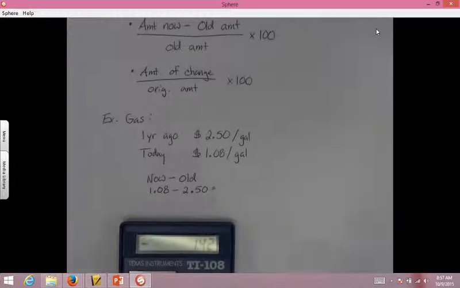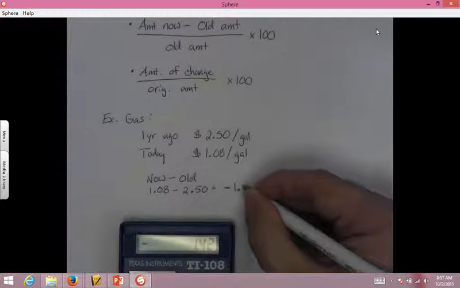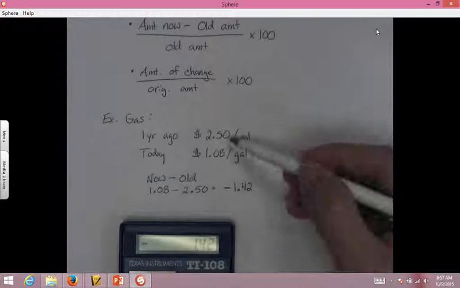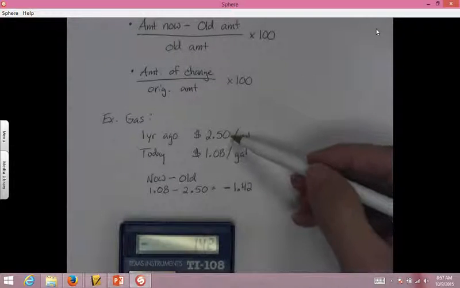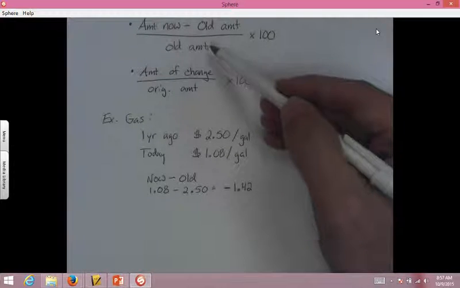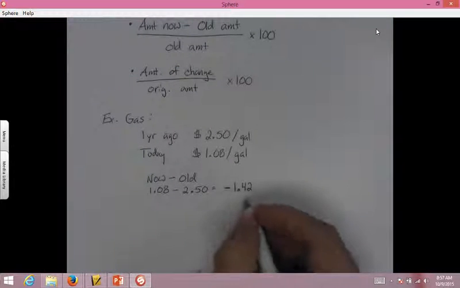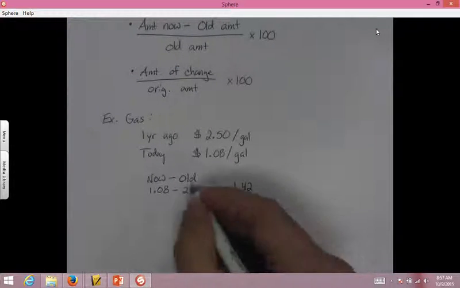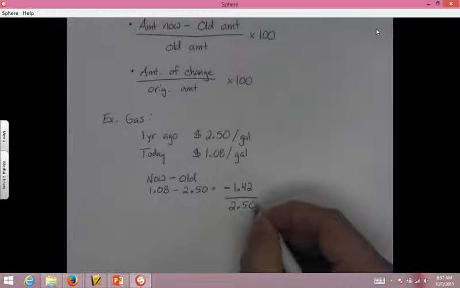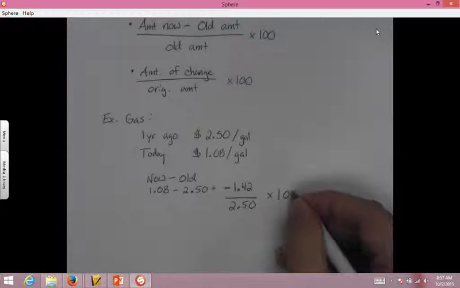So, the change is negative $1.42. Negative tells us that the price went down, which makes sense, because we know the price went down. It went from $2.50 to $1.08. Now, I divide by the old amount, or the original amount, which was $2.50, and then I multiply that by 100.